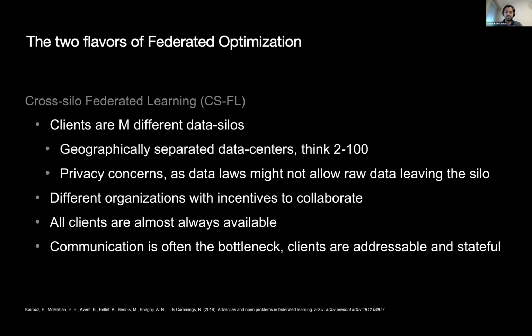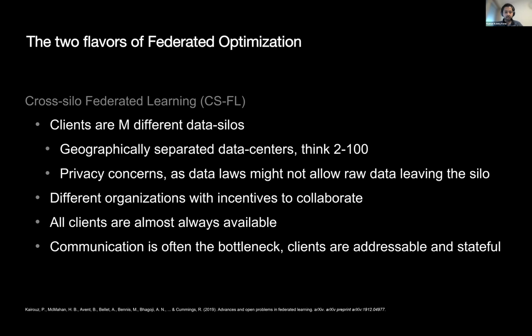Because as I already said, these things are geographically separated. Maybe they're in different countries. Even if they are not in different countries, maybe the data sizes are so large that even with a reasonable internet connection, you cannot really transmit all the data. So there's some bottleneck, which usually comes from communication. How many times you communicate ends up accounting for 50%, 70% of the total cost of training models in such environments.